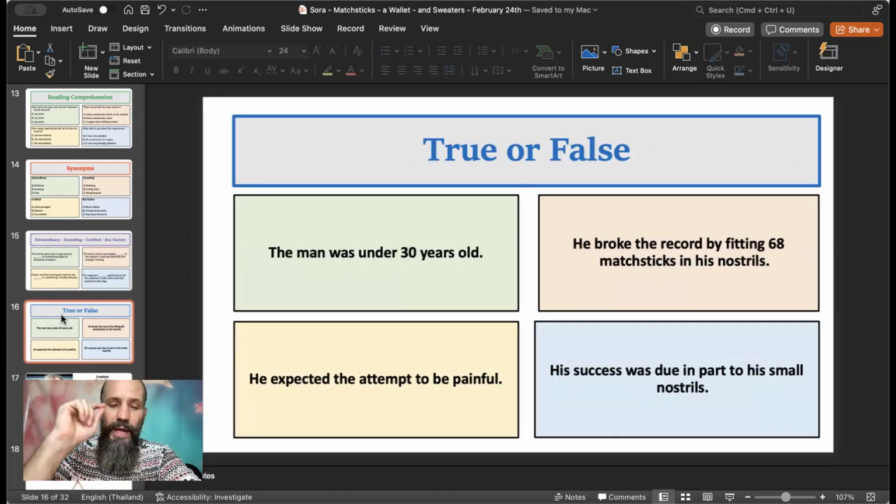True or false? The man was under 30 years old. That's false. He was 39. He broke the record by fitting 68 matchsticks in his nostrils. That's true. And he expected the attempt to be painful. True or false? What do you think?